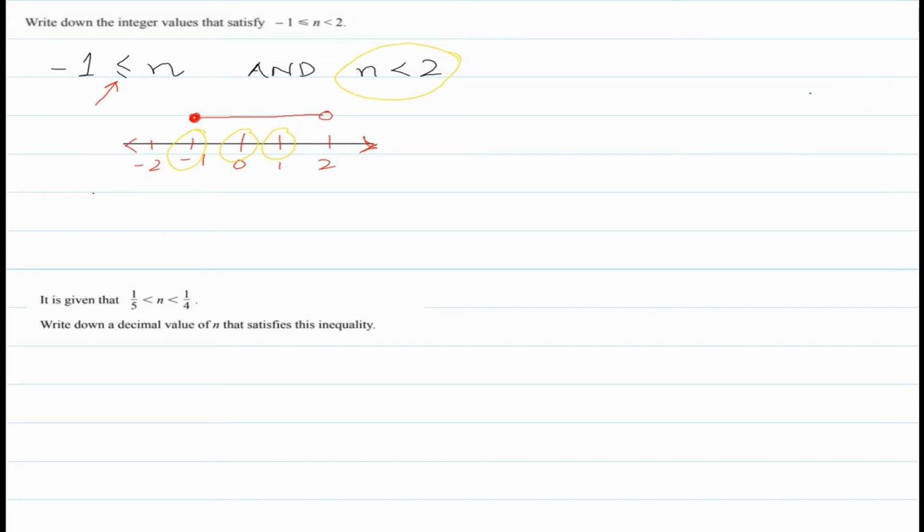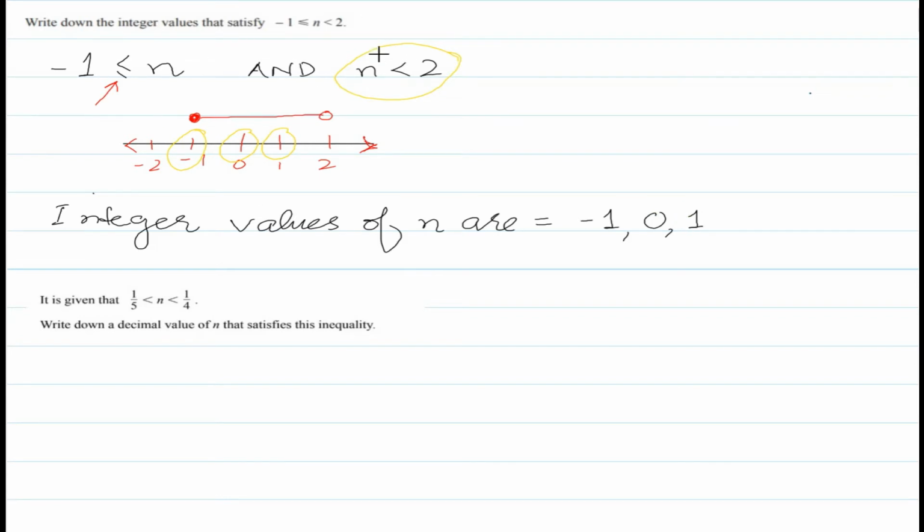So your final answer should be: the integer values of n are -1, 0, and 1. So these are the three integer values. Now if you read this statement out again, your n is greater than or equal to -1, and your n is less than 2. So this is the first question.